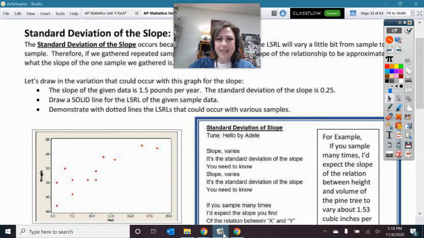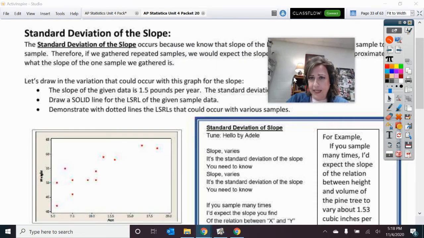All right, let's figure out what is this thing, standard deviation of the slope? What is that? Well, we already talked about standard deviation. You know that: the average distance from the mean. On average, how far away are all these things from the mean? Okay. Well, look here. Here's what's happening.